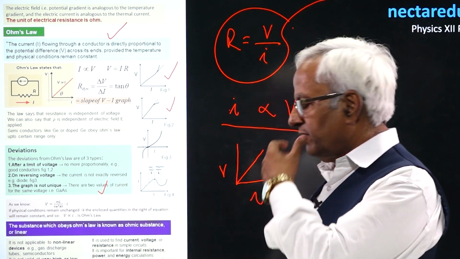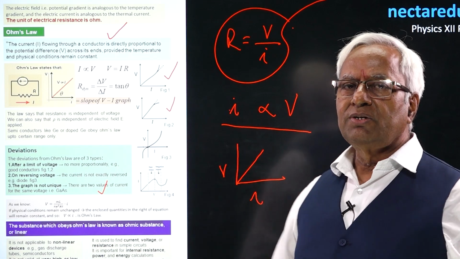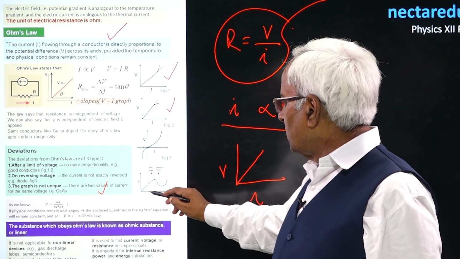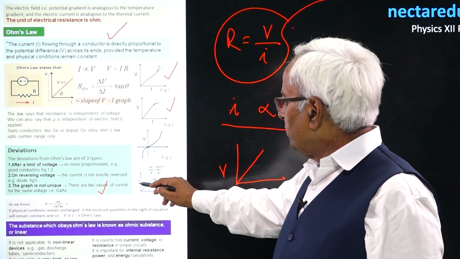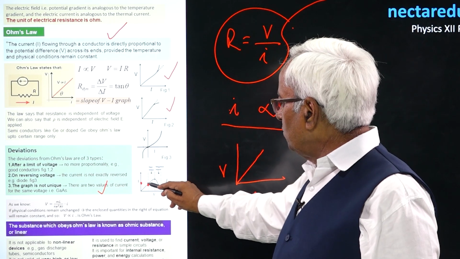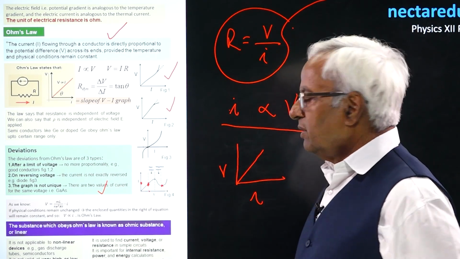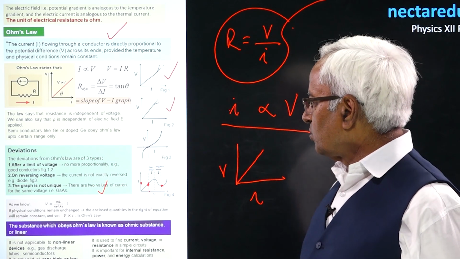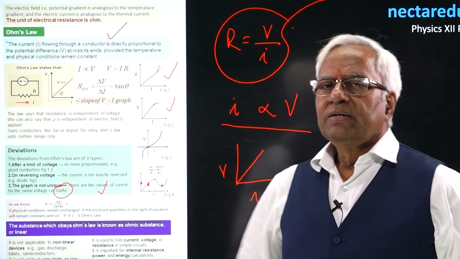And the third situation is the graph is not similar. Symmetry is not there. Meaning at one particular voltage you find the similar values of current at two different voltages, which is a peculiar thing. So this is also a kind of deviation, as in the case of gallium arsenide.